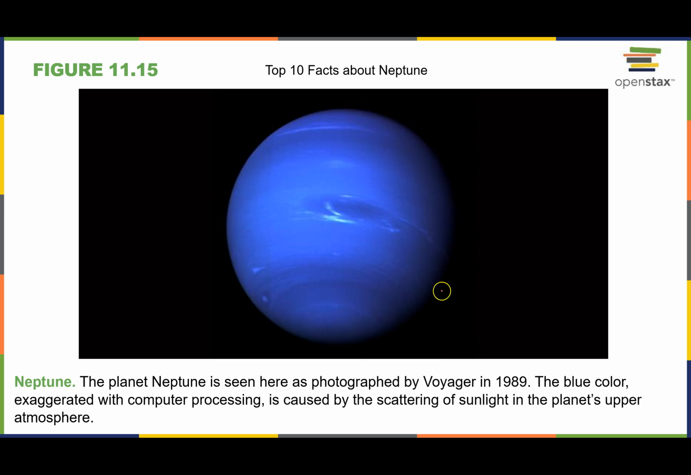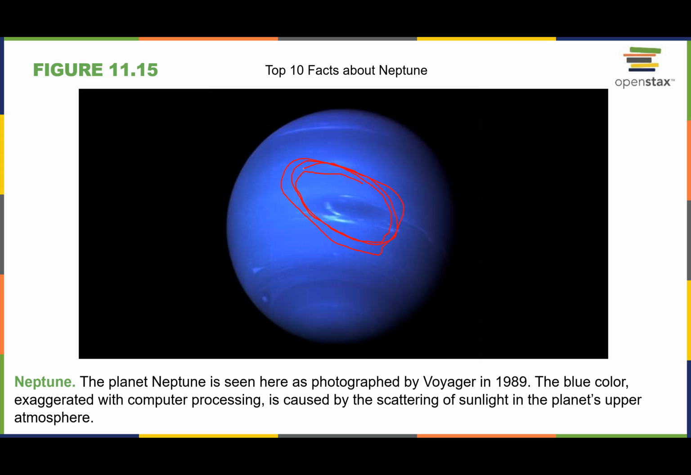Now, I could not find this in my slides, but I have it in my review sheet. This is Neptune, and this is Neptune's great dark spot. You're just going to have to take my word for it. It was one of the interesting facts we saw on the video. So that's the great dark spot of Neptune.